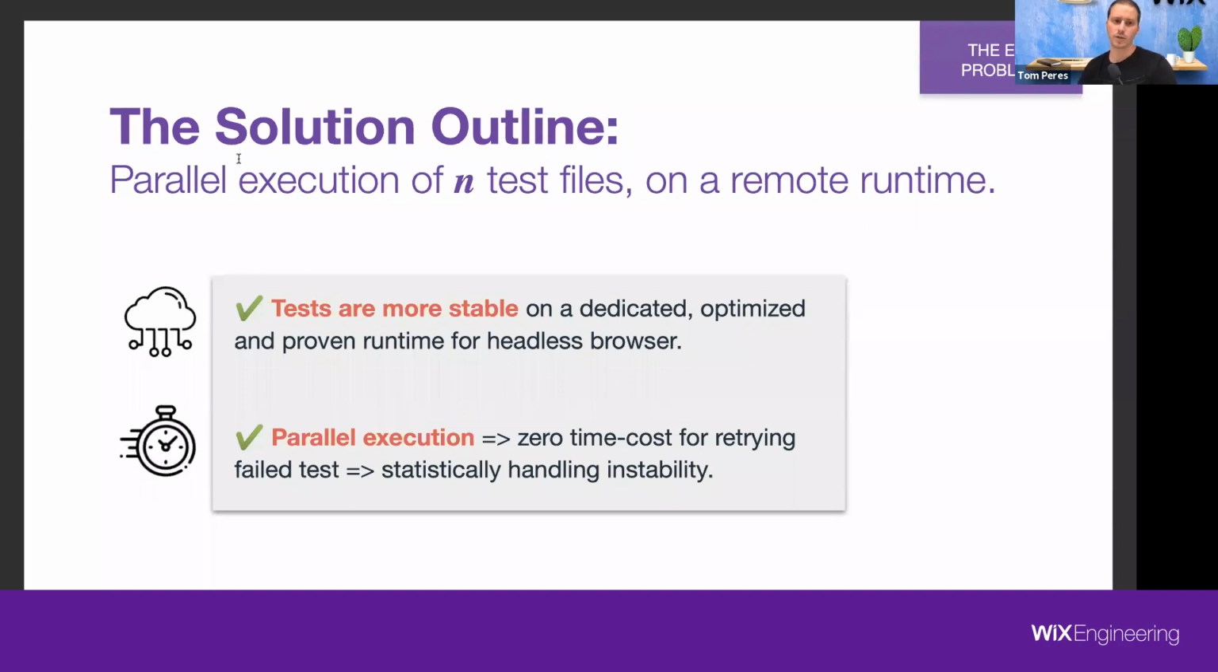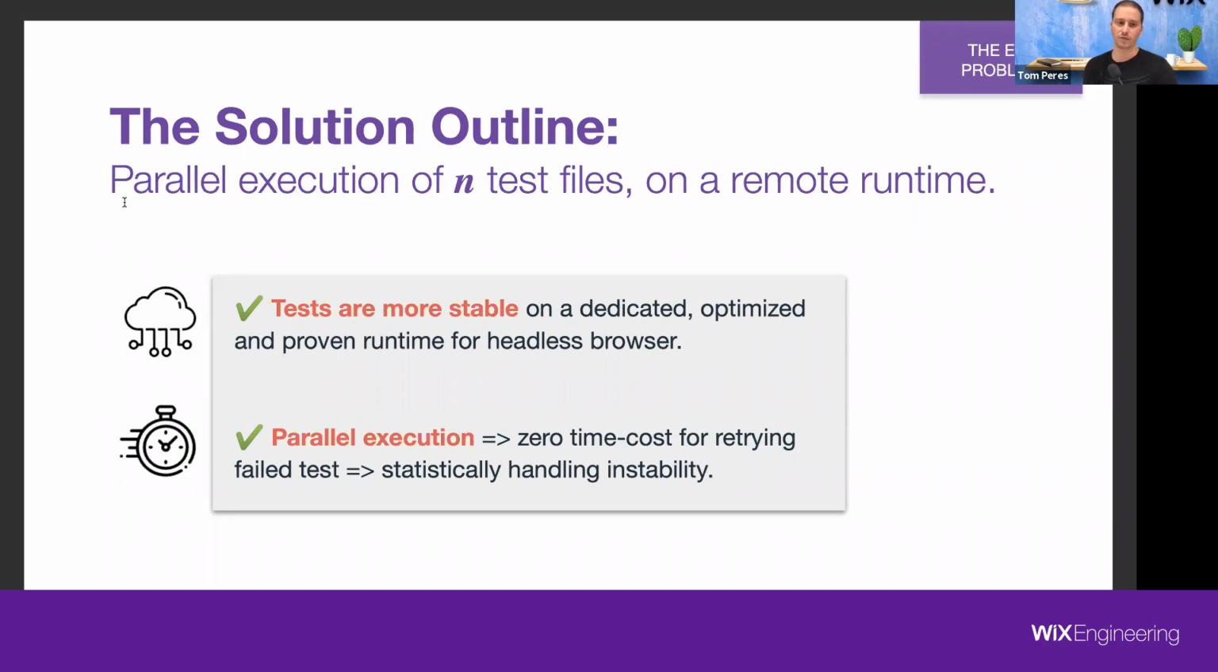And the second part, it's the parallel execution, which I assume you guys understand what it means. But just to be clear, usually when you run a test suite, doesn't matter if it's end-to-end or unit test or whatever, usually it's being executed. Let's say you have 100 test files.